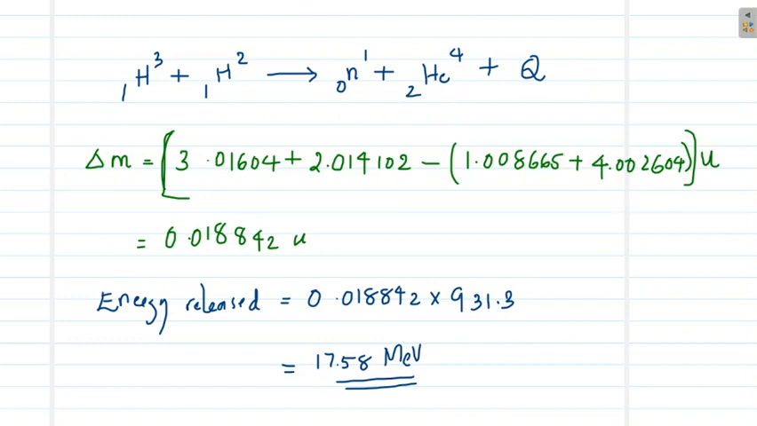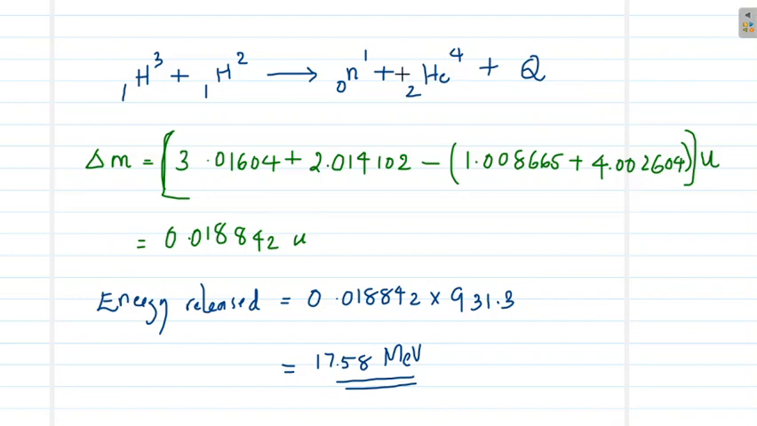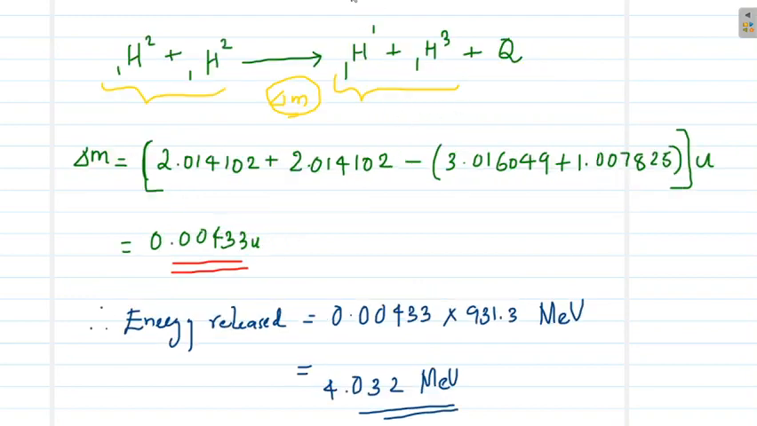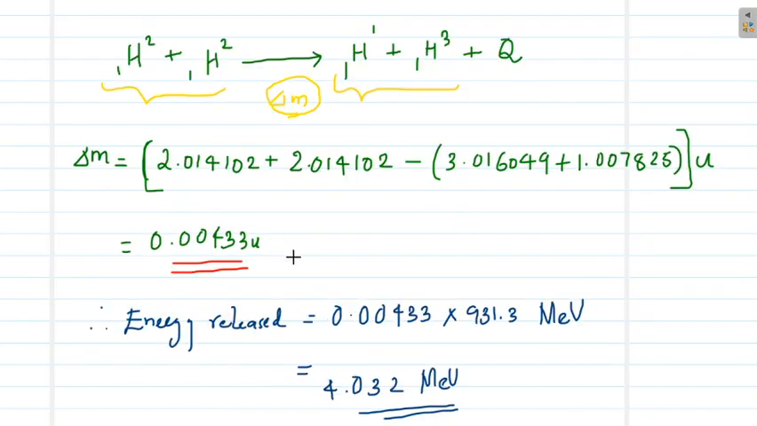If you look at the overall process, effectively 3 deuterium nuclei are combining together to form a helium nucleus, 1 neutron and a proton. So that is the overall process. So how much energy will be released in the overall process? The total energy released in the overall process of the nuclear fusion of 3 deuterium nuclei is given by the sum of these two.